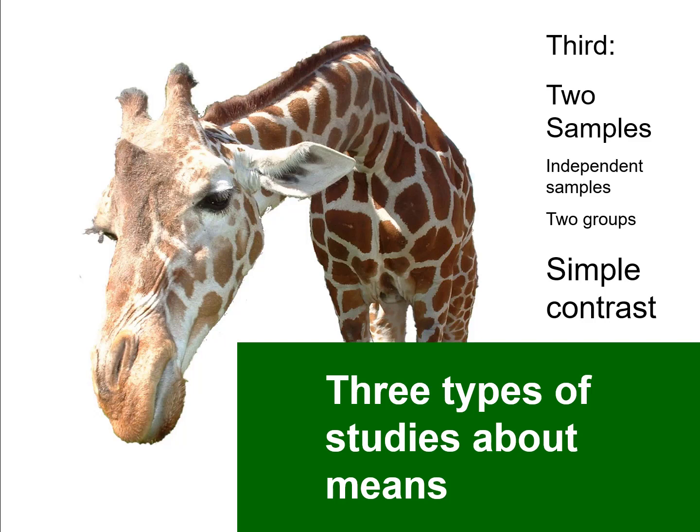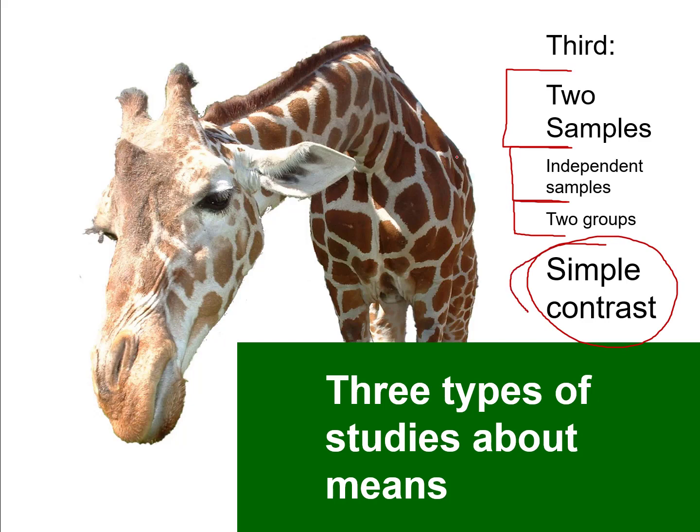This is part C for Unit 3 for our course on statistics. And we've been talking about 3 different types of studies about means. And in this third section, we're going to talk about a type of study that we could call a two samples study. This could also be called an independent samples design or a two groups design. And this is going to involve looking at a simple contrast.